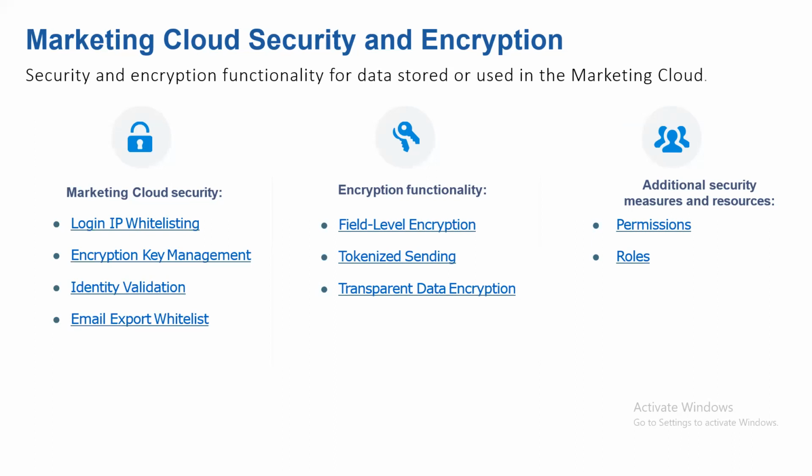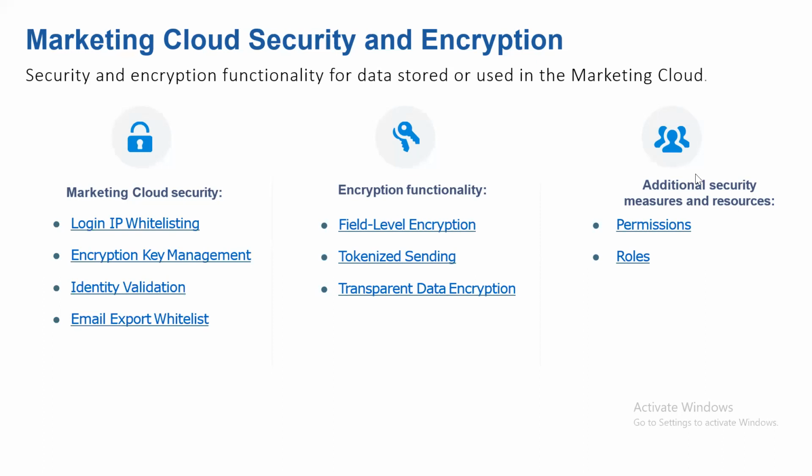The next one is tokenized sending. Generally, we use tokenized sending to send contact data that is too sensitive to store in Marketing Cloud. If we have a scenario where we don't want to store the data in Marketing Cloud, what we used to do is, if it is too sensitive, we will bring the data from an external source. We will do some API calls, and we will try to send real-time emails to those customers. This sensitive information can include PII data or any health information, etc.